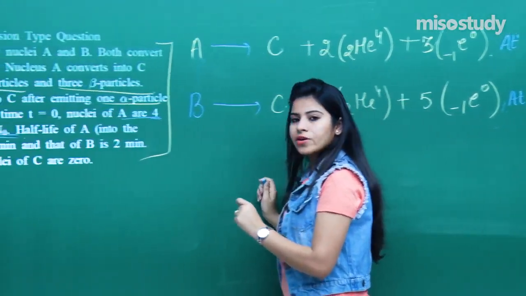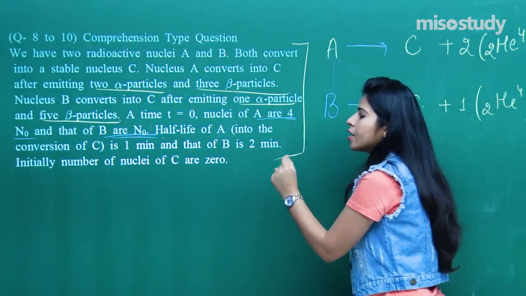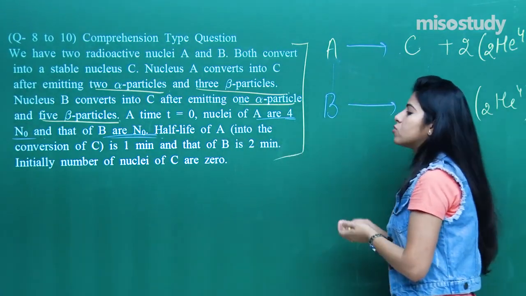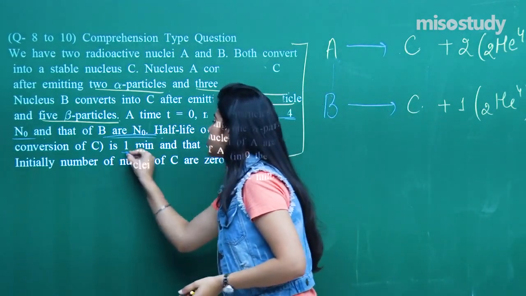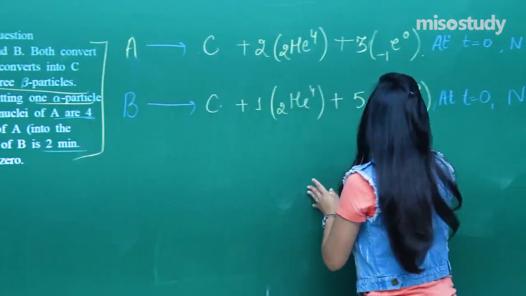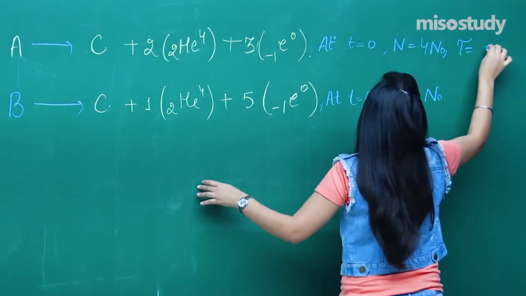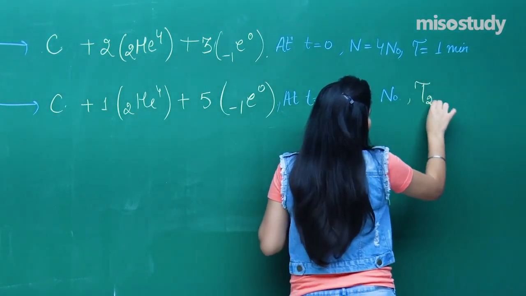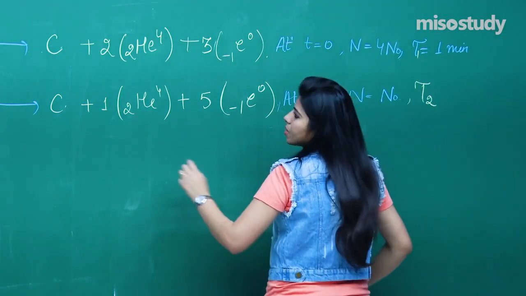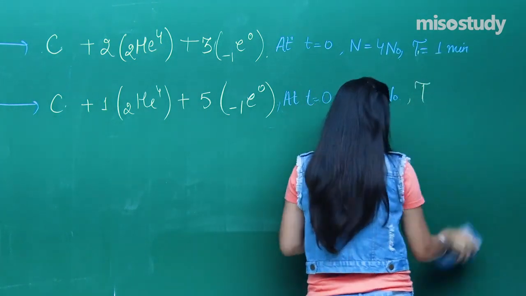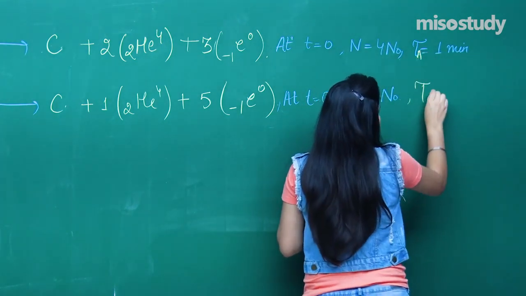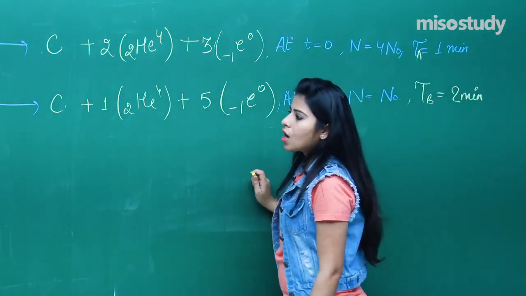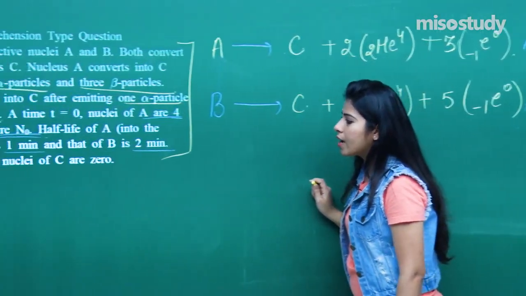Now here we have been given the half-life of A into conversion of C is 1 minute and that of B is 2 minutes. So let me just write over here, this is 2 minutes, this is 1 minute. So we will be writing the half-life of A, this is 1 minute, and the half-life of B, just denoted by TA and TB because we are dealing with A and B. So you can write it as TA and TB as 1 minute and 2 minutes. Now initially the number of C nuclei are 0.